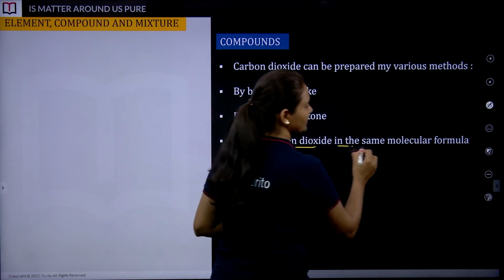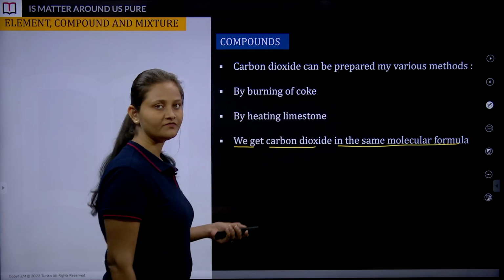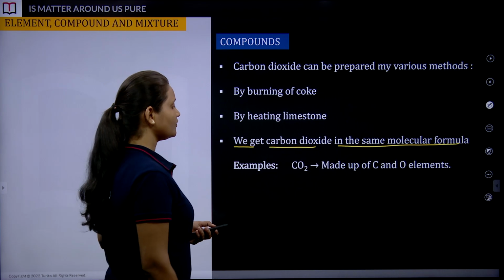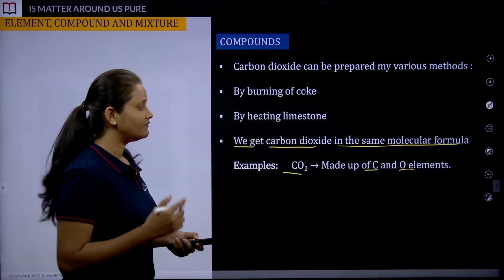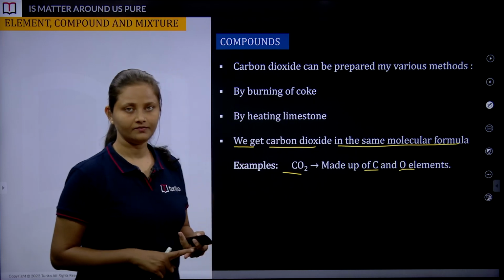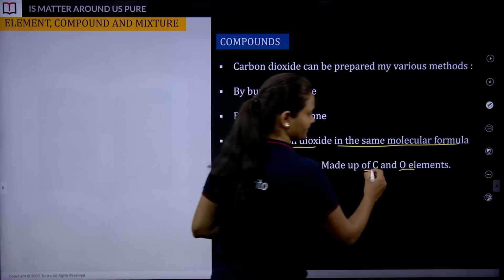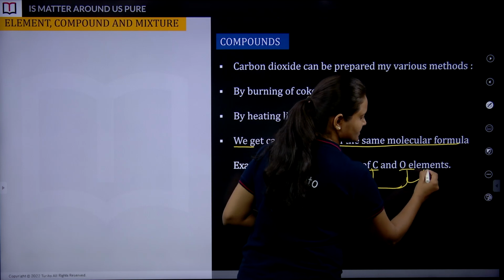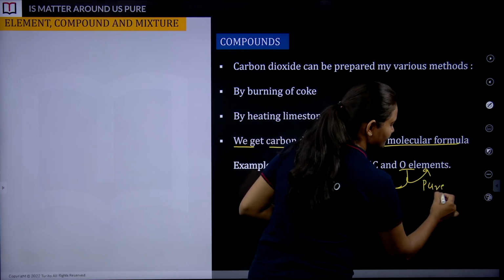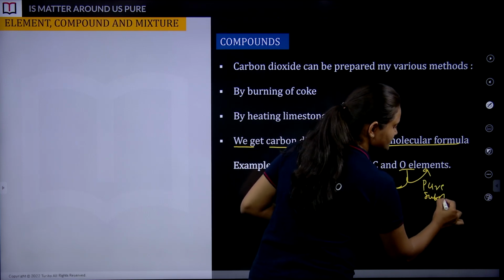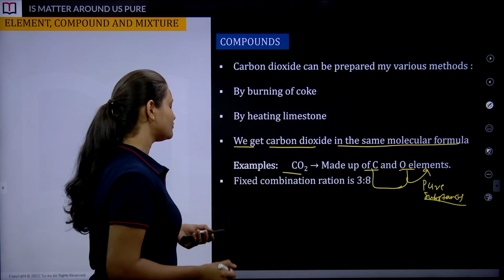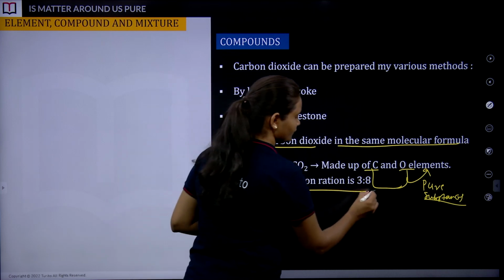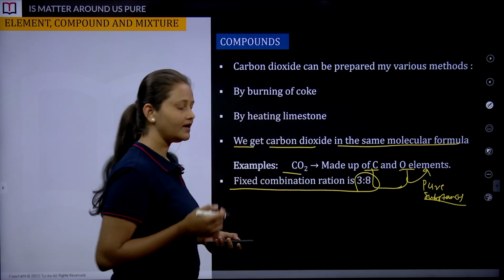We get carbon dioxide in the same molecular formula. Thus now we have seen it, right? So CO2, which is made up of carbon and oxygen, these are two elements. We are having carbon and oxygen. They are pure substances here. They are elements which are what? Pure substances. Correct? Moving ahead. So they are having a fixed combination ratio which is 3:8. Correct?